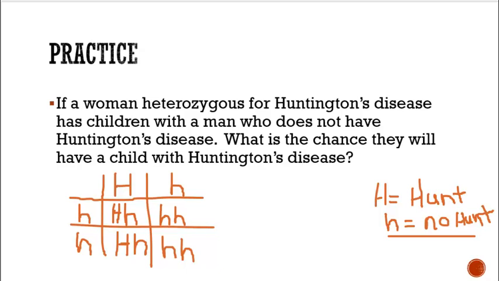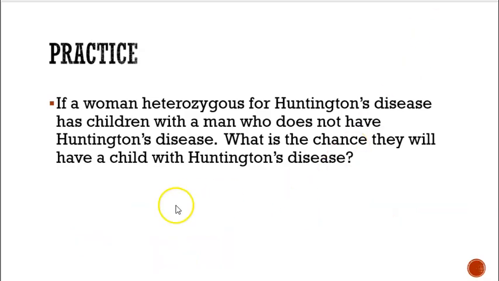So we're looking at this and we're seeing that 2 out of 4 will have Huntington's. We can simplify that into 1/2. So if we simplify, put the 2 into the 4, it comes out to be 1/2. So basically 1/2 of the children have a chance of having Huntington's disease, or we can say 50% of the children would have Huntington's disease. Okay, so keep practicing these problems, and we'll move on and talk about some other inheritance patterns.